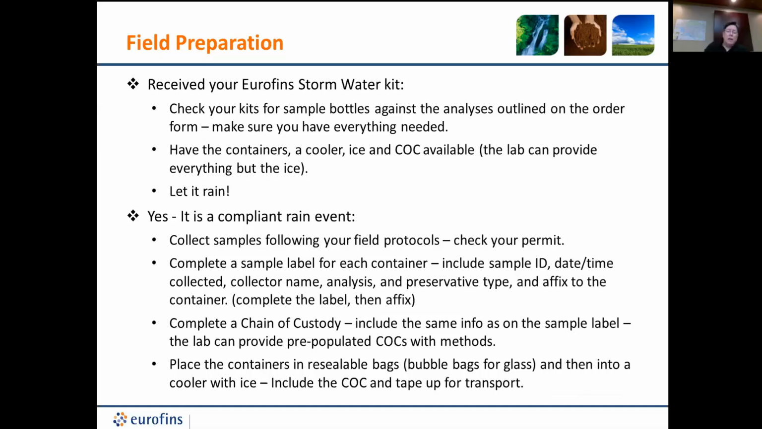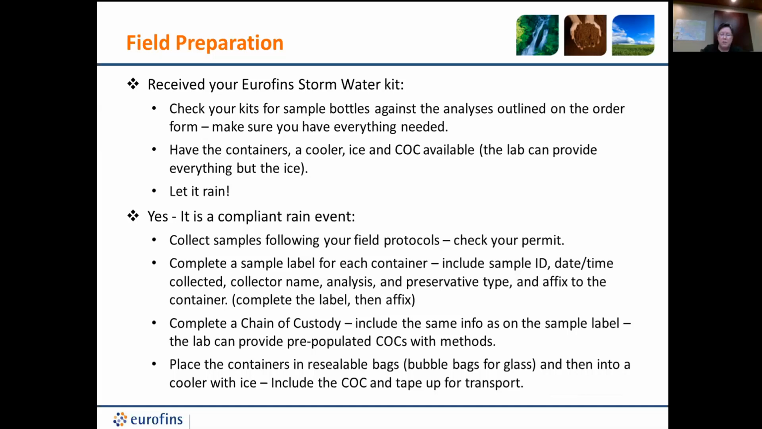So after you've got your kit and you've checked it, it's raining, go get your samples. We want to make sure you're completing a sample label for each container. You're going to need sample ID, date and time collected, who's doing the collection, what type of analysis, a preservative type if there is one, and then affix that label to the container. My recommendation is complete the label and then put it on the container. I've seen guys in the field trying to write on a label that's affixed to a wet container, and it can be challenging.